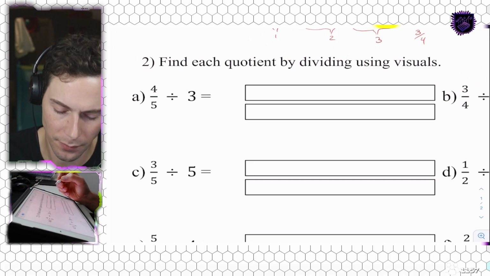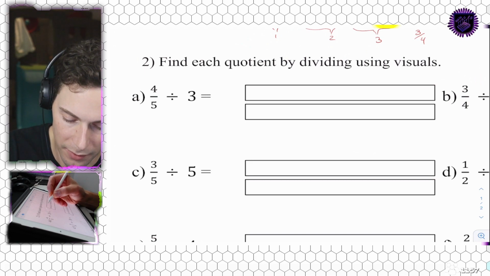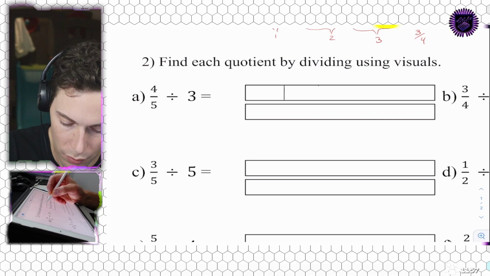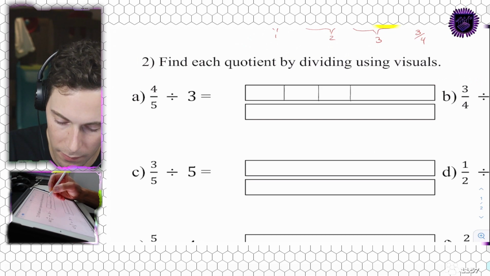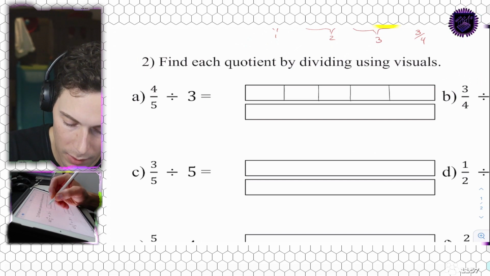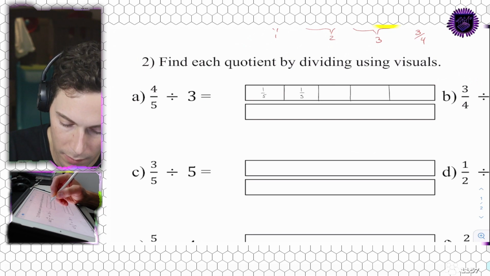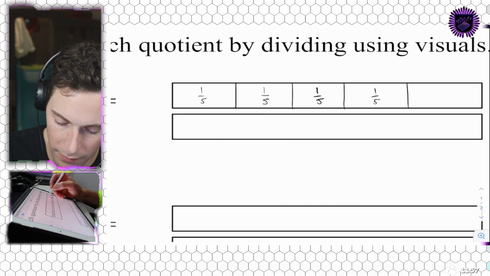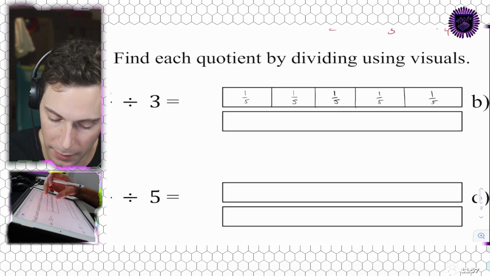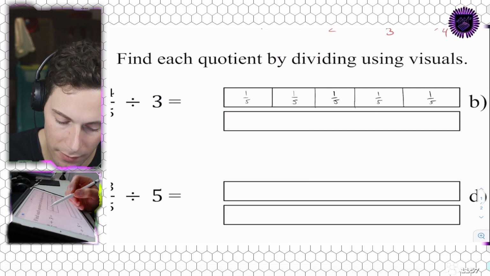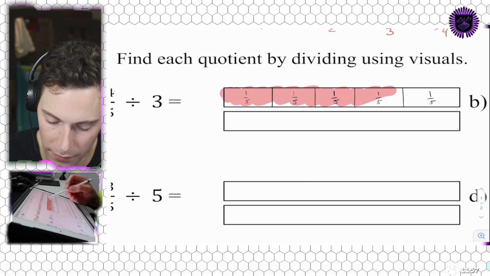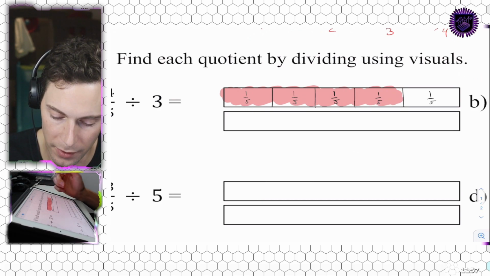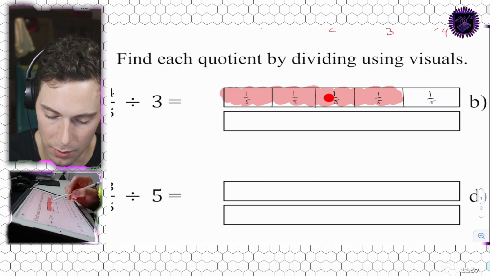All right, so let's break this up into fifths. 1, 2, 3, 4. There's 1/5, 1/5, 1/5, 1/5, 1/5. Okay, so there's 5/5, and we have 4 of them. We have 4 of these fifths. There's 4/5, right? 1, 2, 3, 4/5.